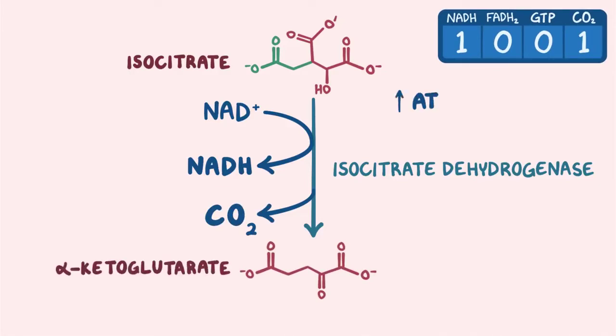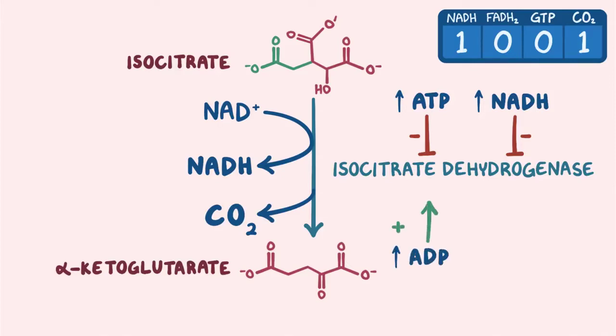High levels of ATP as well as high levels of NADH in the cell can inhibit isocitrate dehydrogenase, signaling the cycle to slow down since the cell has plenty of energy. On the other hand, high levels of ADP, which is an ATP precursor, stimulates this enzyme, signaling the cycle to speed up since the cell needs more energy. In fact, isocitrate dehydrogenase is considered the rate-limiting step of this whole cycle.